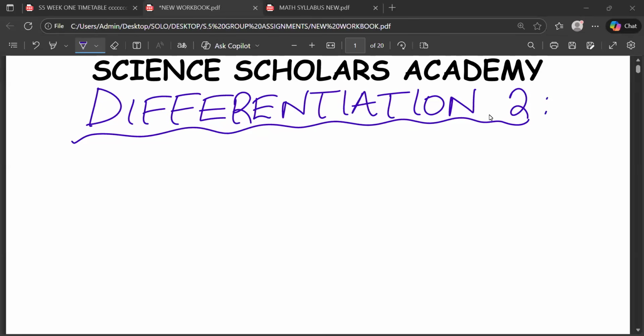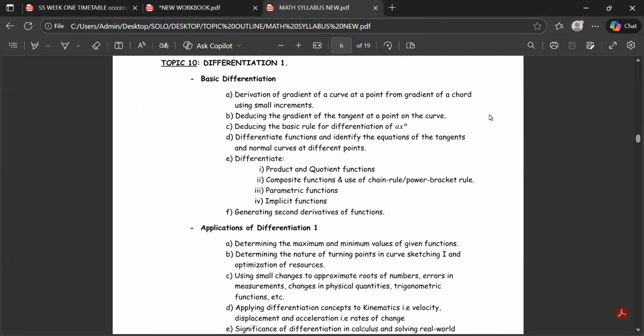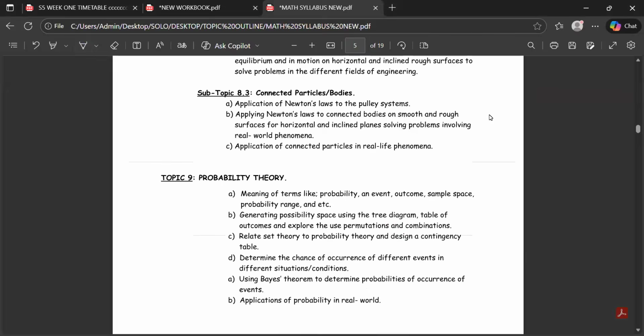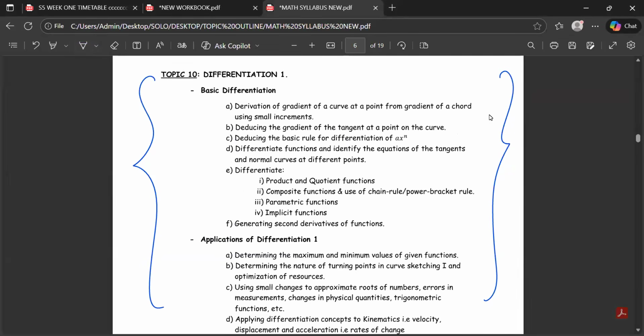Today we are supposed to look at differentiation 2. You may ask yourself, what of differentiation 1? We always begin by going through our syllabus book, the one that is student friendly. We are going to first see what is supposed to be covered under differentiation 1 before I introduce differentiation 2. It is topic 10, under Senior 5 Term 2 work. Under differentiation 1, as you can see, you first cover basics.